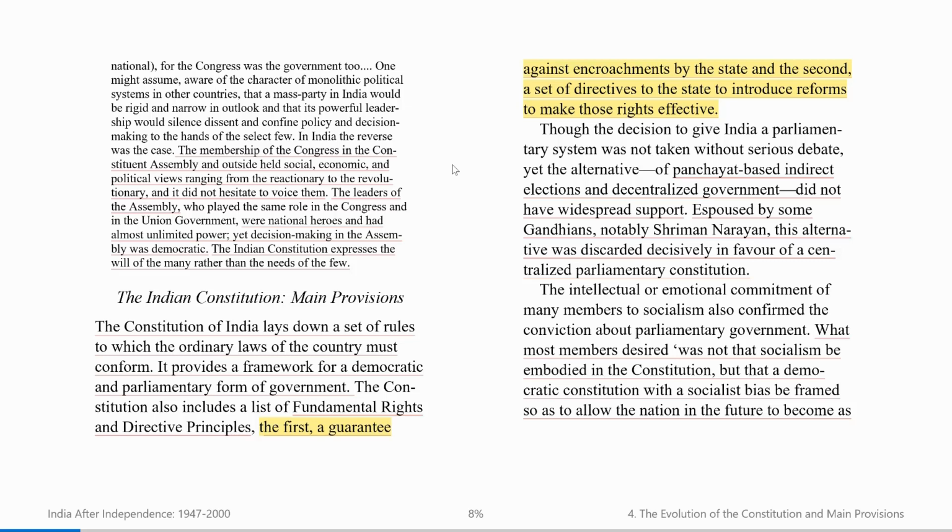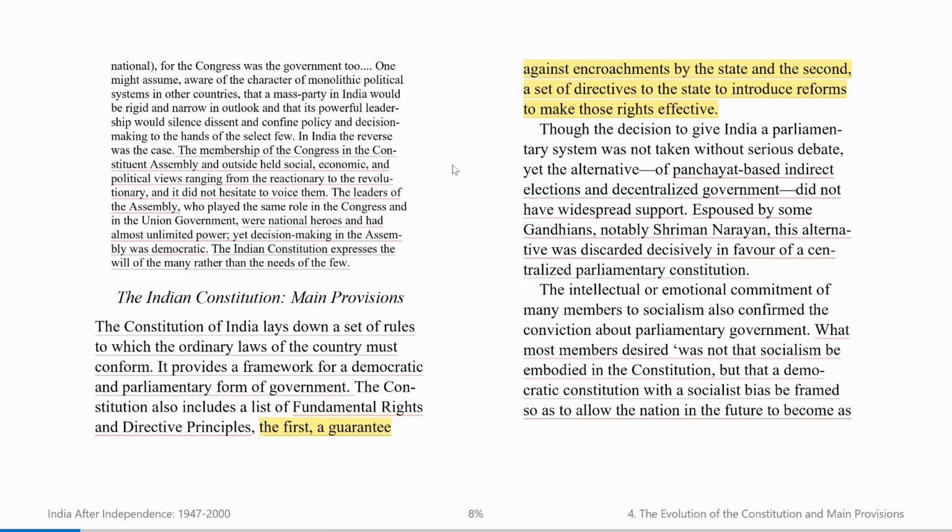The idea is that the Constitution lays down a set of rules to which the ordinary laws of the country must conform. It provides a basic framework: whether democratic or parliamentary, what form of government we will have, whether we have a presidential form of government. It includes a list of fundamental rights and directive principles. Now, what are fundamental rights? It's a guarantee against encroachments by the state, and directive principles are a set of directives to the state to introduce reforms to make those rights effective.